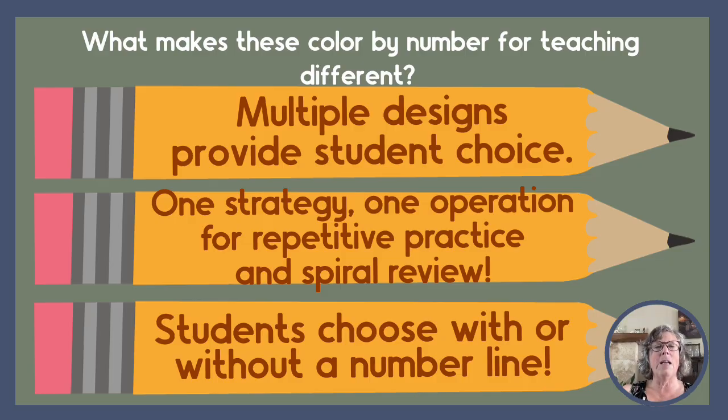So what makes these color by number for teaching different? There are multiple designs which provide student choice, another element of differentiation. There's one strategy and one operation in each of the mini bundles, and that really helps the students focus in on their repetitive practice, and it's great for spiral review and just focusing on that one strategy. And students can choose with or without a number line, or you can, and this allows for an element of formative assessment.